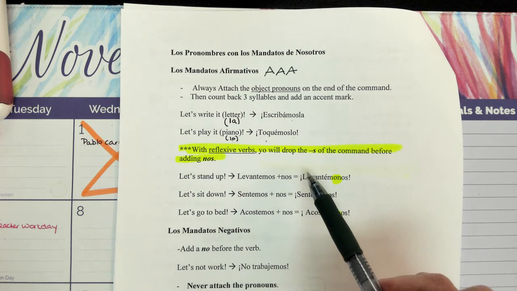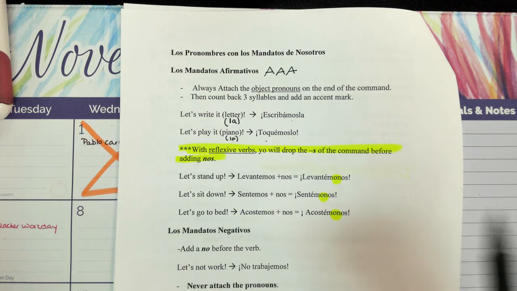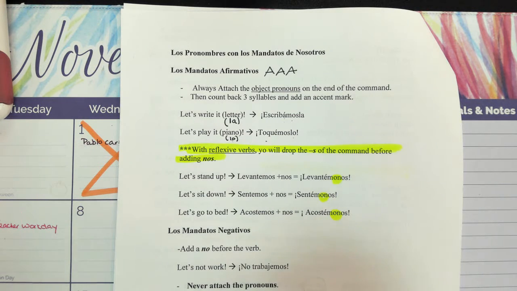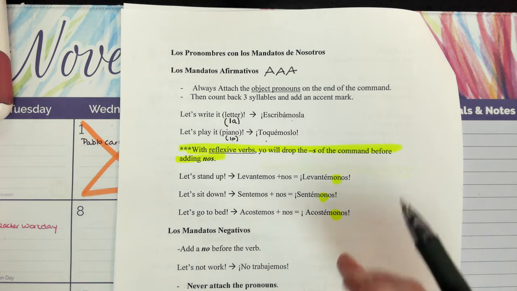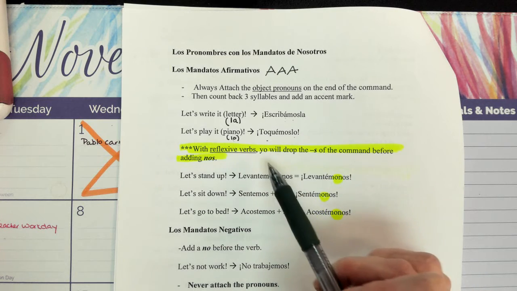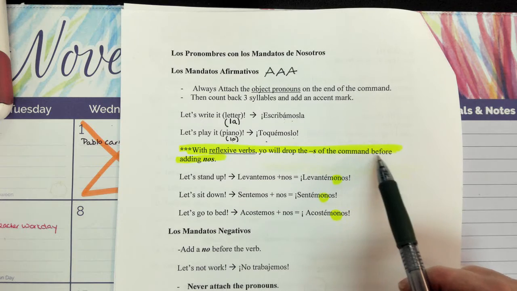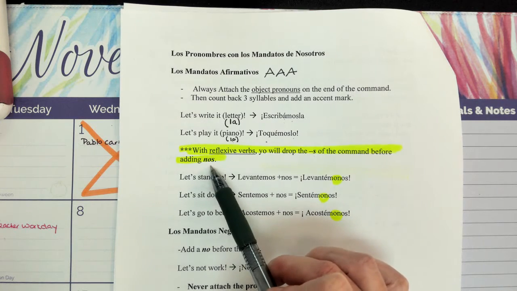Now, we can also apply the same rule to our reflexive, but something weird is going to happen here. It just comes down to how many syllables are coming out of your mouth and the sound of everything that it's making. So with reflexive verbs, highlight, star this, you will drop the S of the command before adding nos.